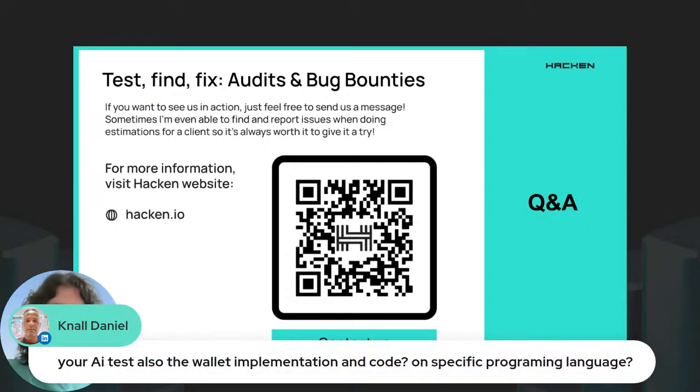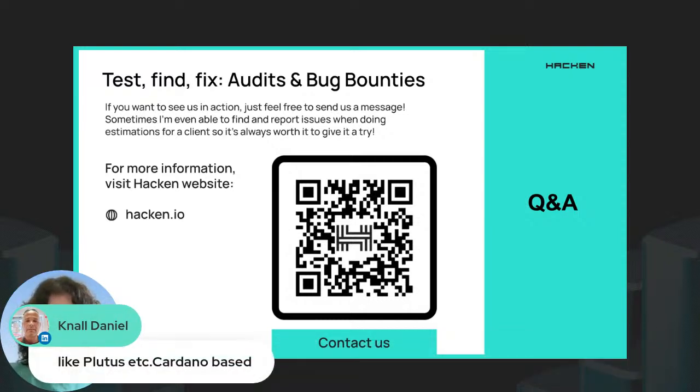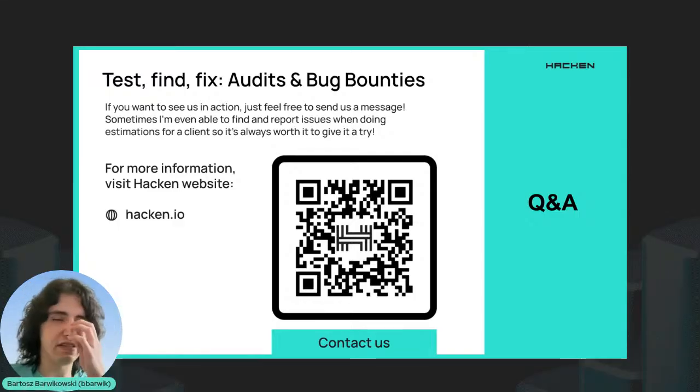Does your AI test also wallet implementation code or a specific programming language? In the case of Quant, it's testing their virtual machine implementation, but it can be applied to other projects. It's mostly designed for testing virtual machines, so it's rather not applicable to wallets. It's more for scenarios where you have code and you can easily test it. Okay, let's go. This was the last one, so the same answer: it's more for virtual machines and execution environments for smart contracts.